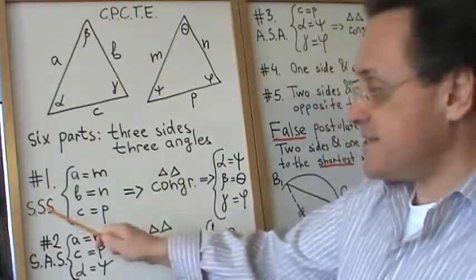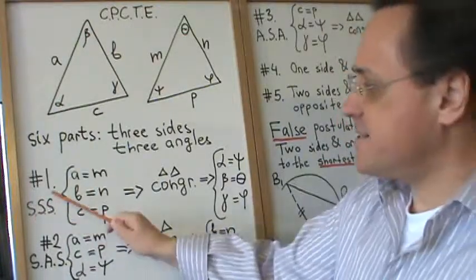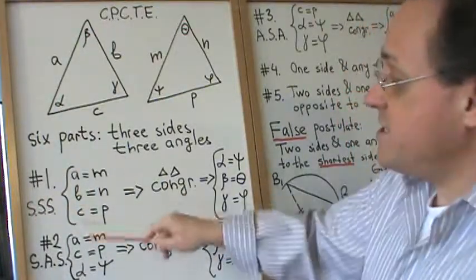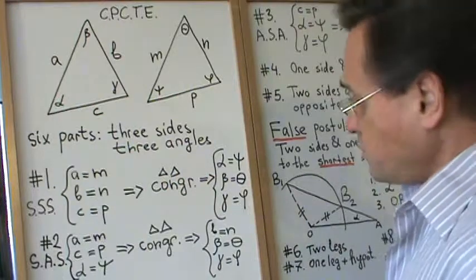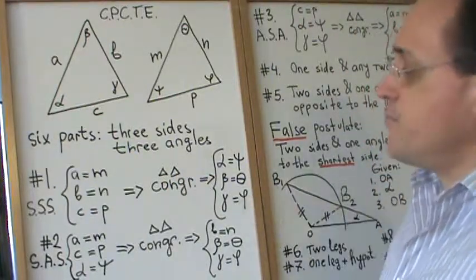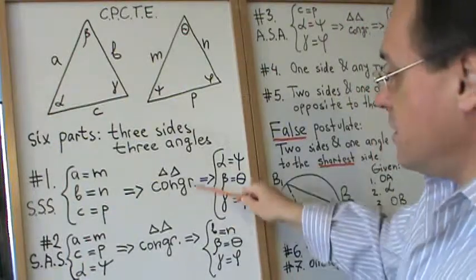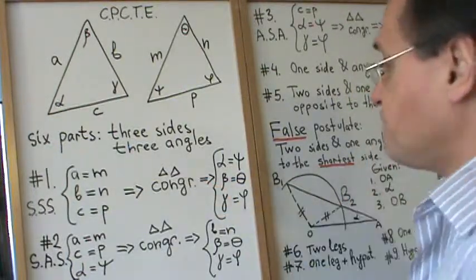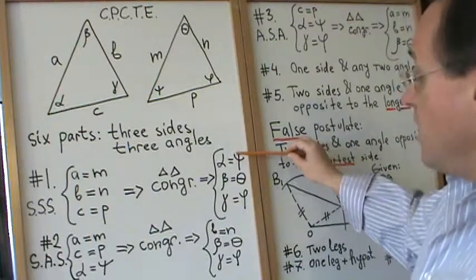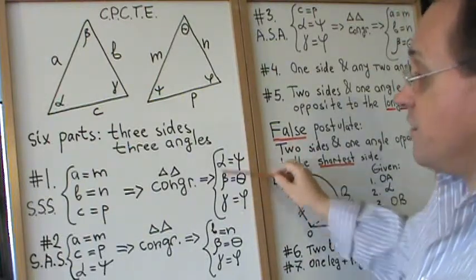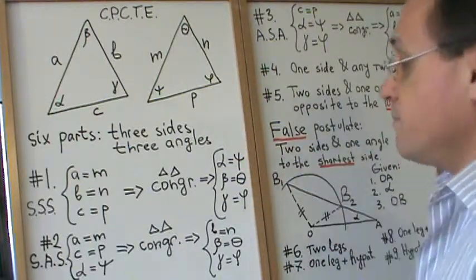Number one, SSS, side, side, side. If three sides of one triangle are equal to the corresponding three sides of another triangle, then the triangles are congruent, and therefore all the other parts of those triangles are equal.